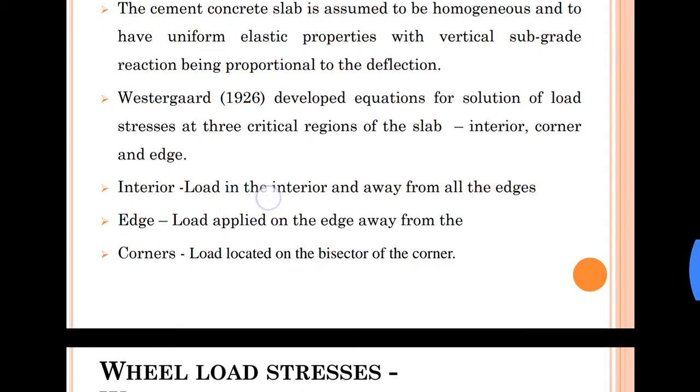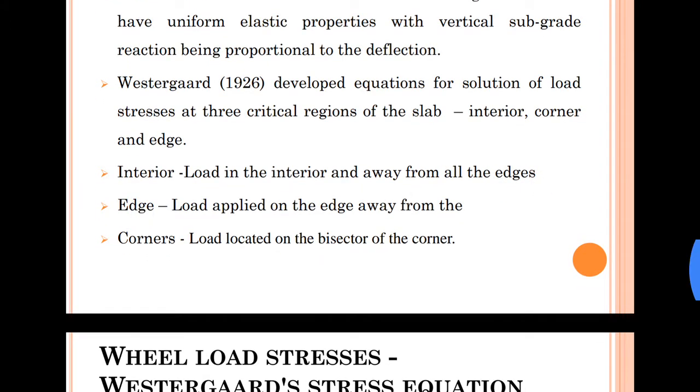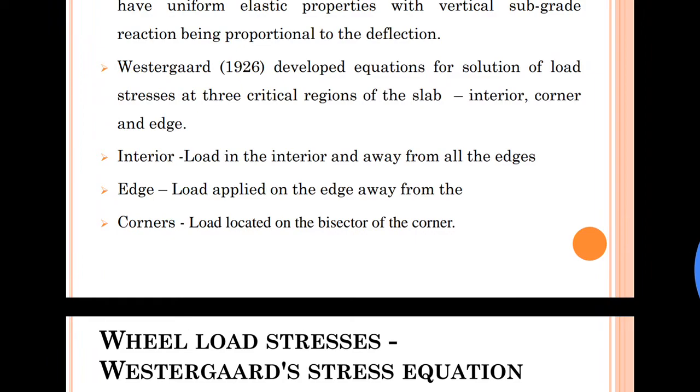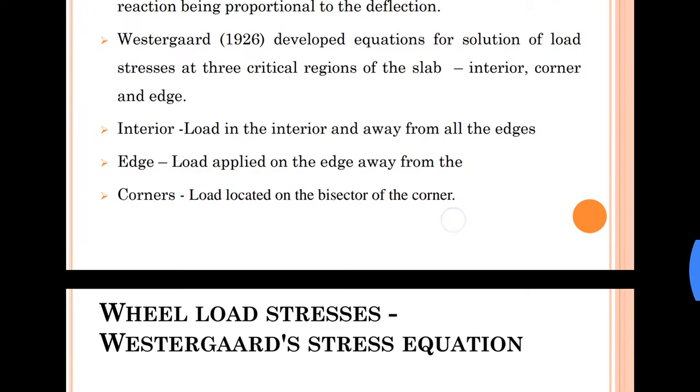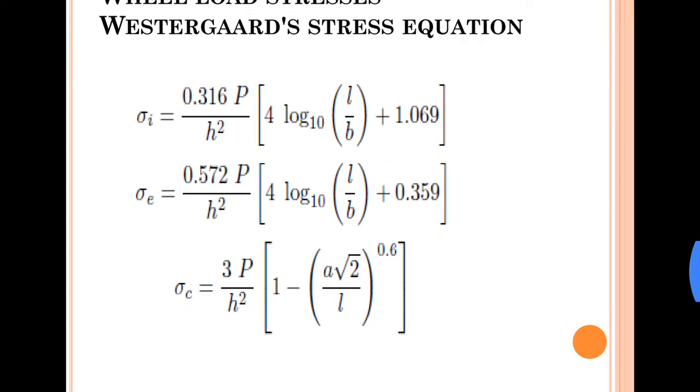Interior: load in the interior and away from all the edges. Edge: load applied on the edge away from the corners. Corner: load located on the bisector of the corner. So these are the three different equations that Westergaard has given us for stresses.